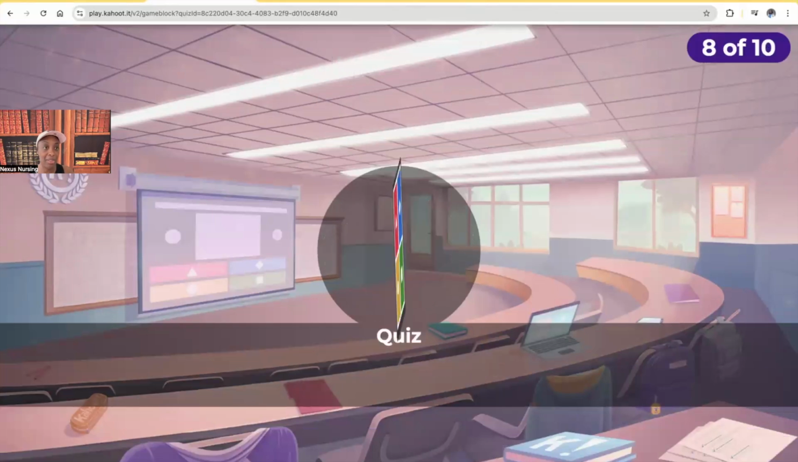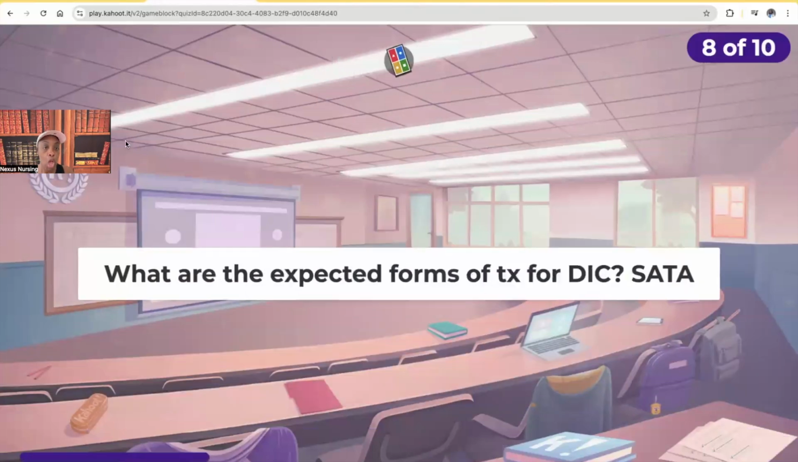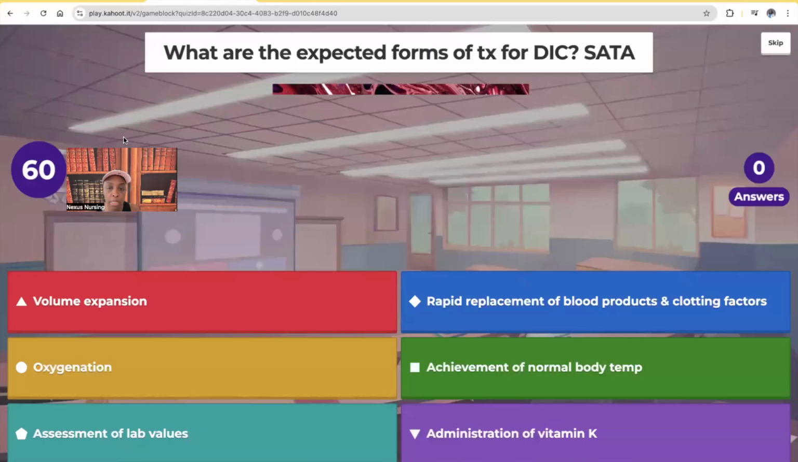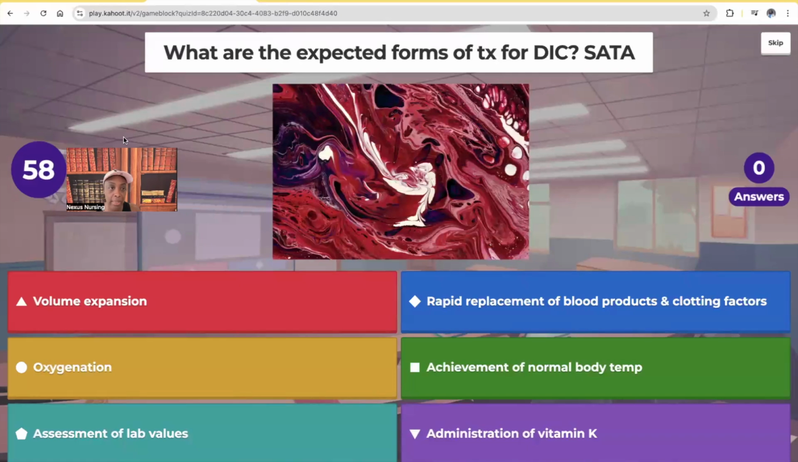All right, select all that applies. What are the expected forms of treatment for DIC? Here are your options. Select all that apply. Volume expansion, rapid replacement of blood products and clotting factors, oxygenation, achievement of normal body temperature, assessment of lab values, administration of vitamin K. What, as a nurse, do you expect to be included in the treatment for your patient that has DIC?